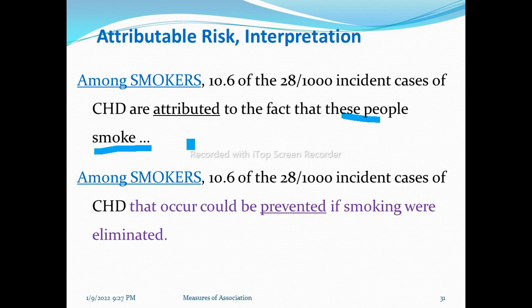So that means CHD comes due to smoking, calculated only among smokers. 10.6 of the 28 per thousand incident cases of CHD that occur could be prevented if smoking were eliminated. Since we calculated it due to smoking, this 10.6 comes from smoking. So if we stop smoking, or if we became non-smokers, this incidence will be prevented.